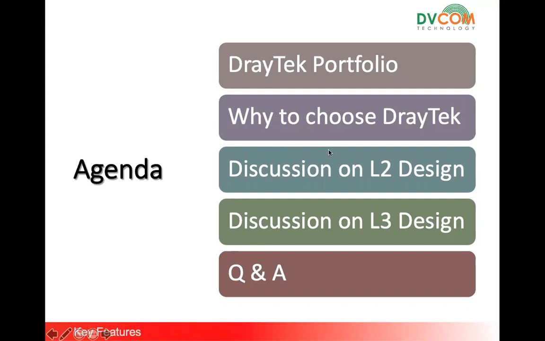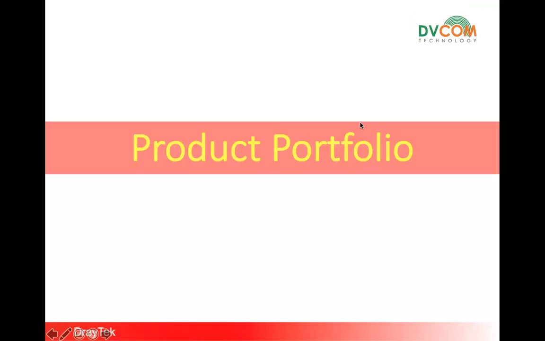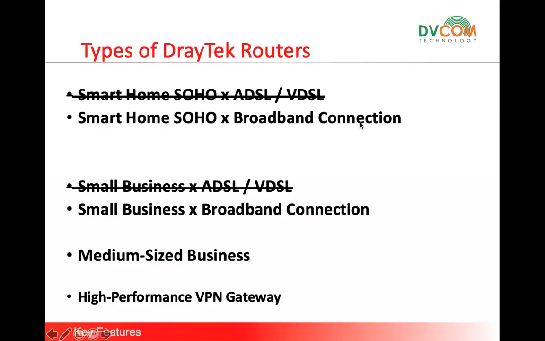Okay, let's start with the Dretec portfolio. In Dretec, we have different models. The first is SOHO, small office and home office. And we have small and medium business, and we have high performance VPN gateways. If you go with SOHO routers, two types are available. The first one is ADSL and VDSL.